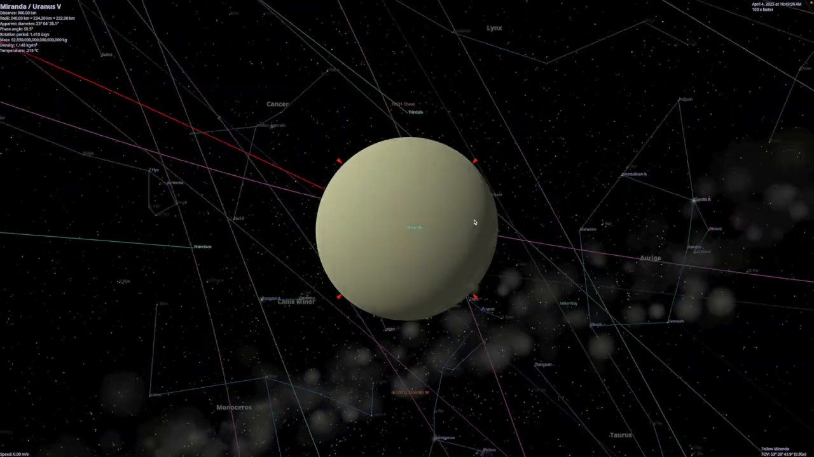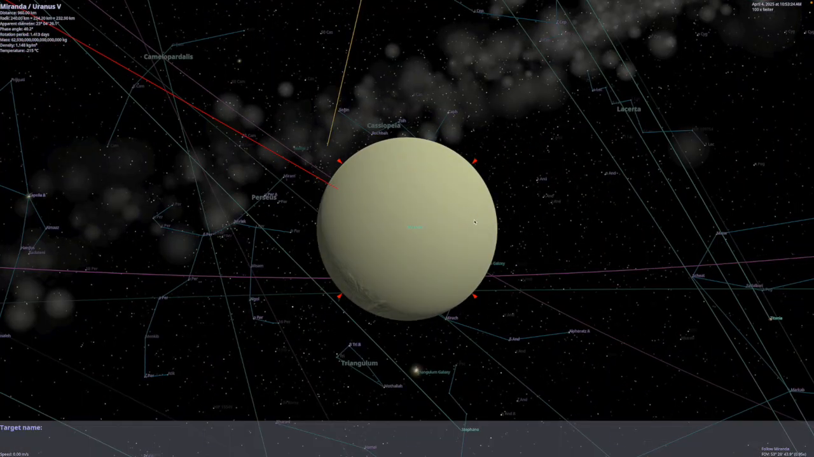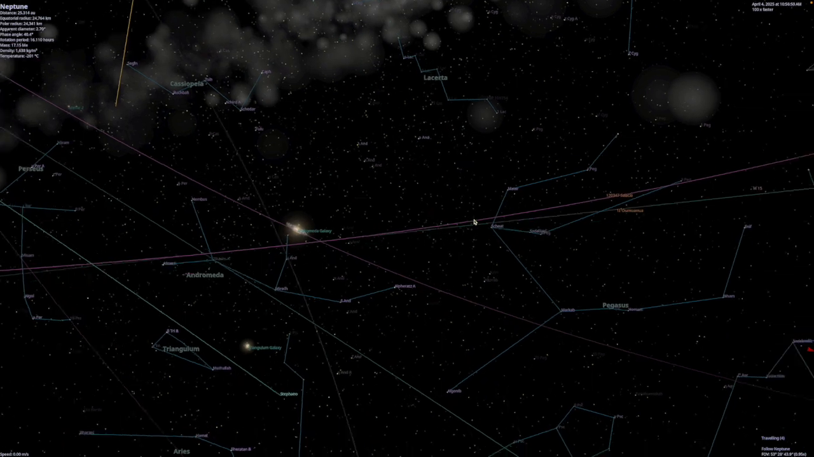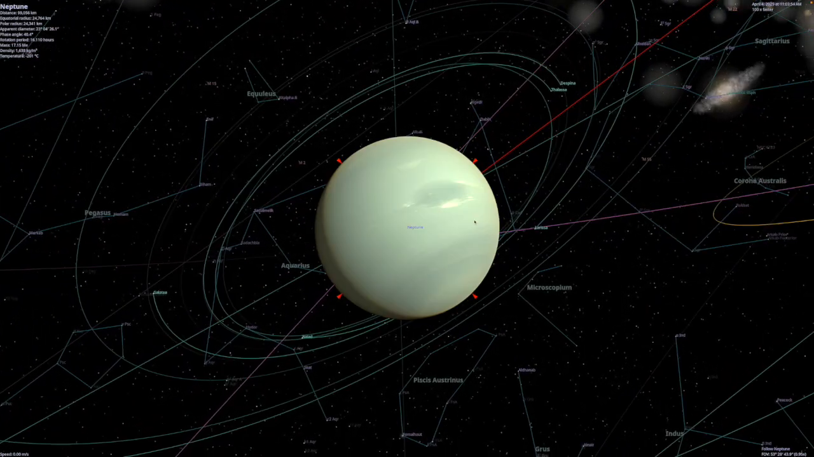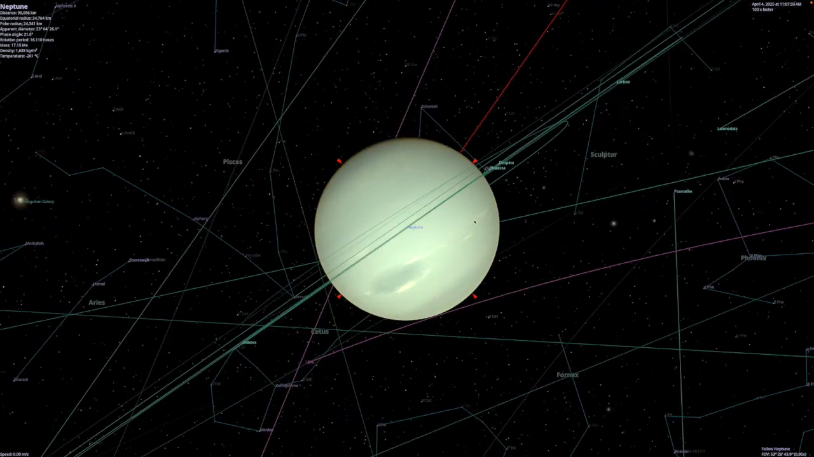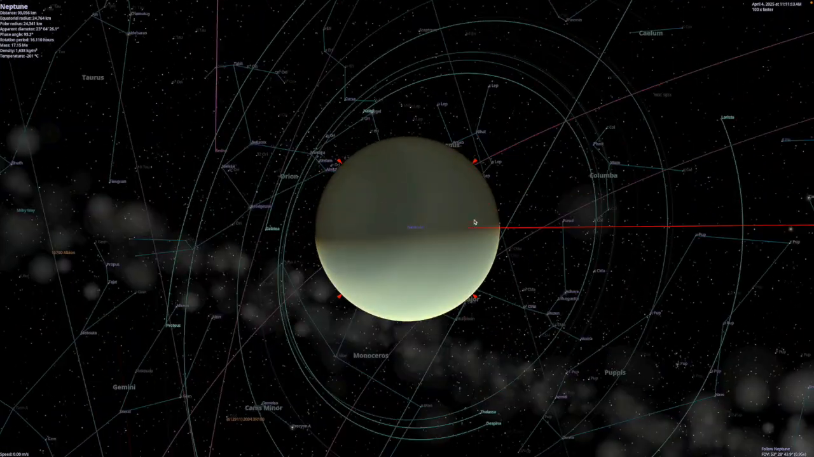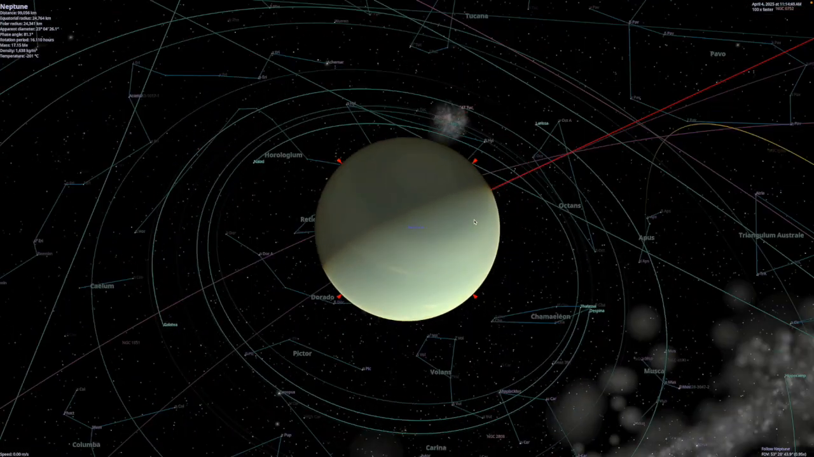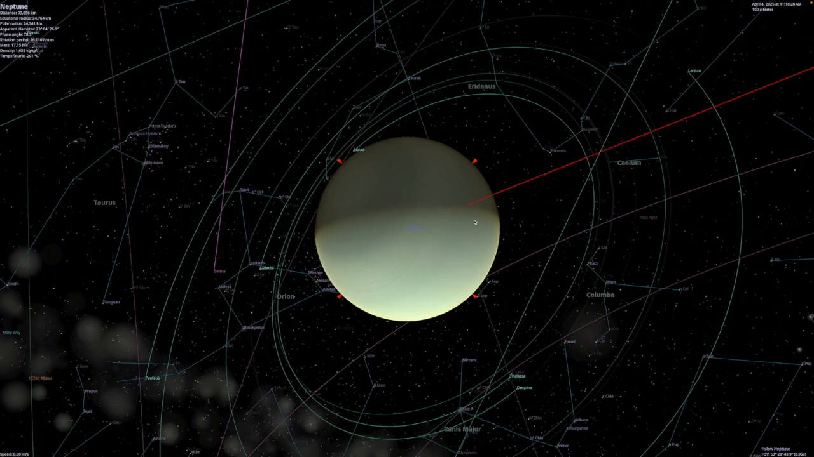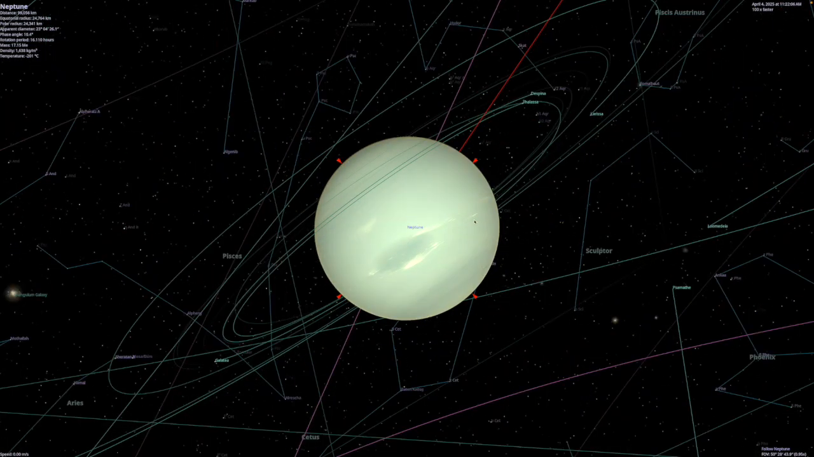So that's it for Uranus and its moons. Next we have Neptune. Neptune is my favorite planet, actually. Here it is. It's a deep blue color. It also has rings, but you can't really see them. It has the largest storm in the solar system.